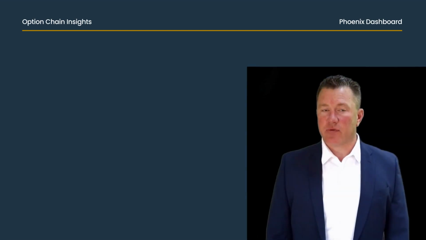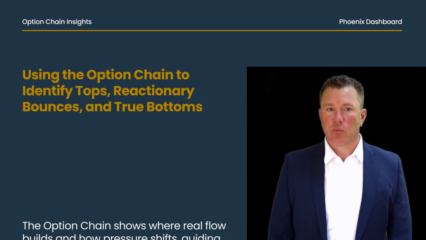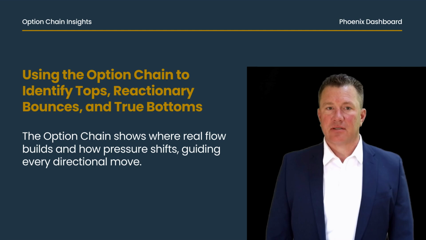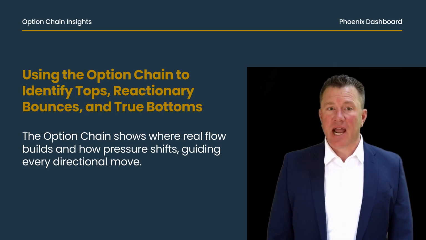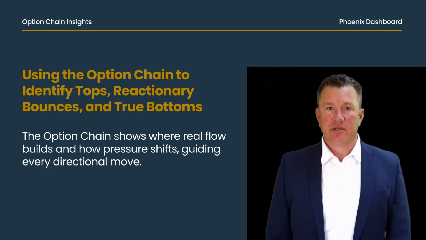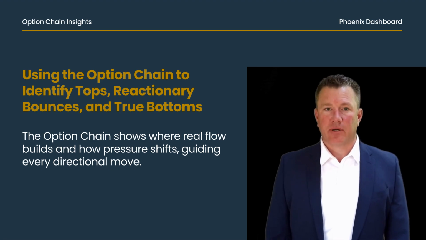The option chain is where every move begins. It's the foundation of the Phoenix dashboard, showing where real flow builds, how call and put pressure shifts, and which side is in control. Every directional move, whether it develops into a sustained trend or fades into chop, starts with these underlying flows. In this video, we'll break down how to identify tops, reactionary bounces, and true bottoms using the option chain, and how GEX Trend Strength helps confirm when a move is real or simply reactive.